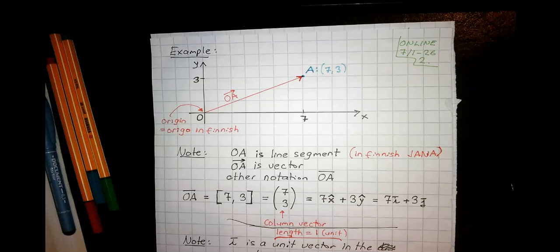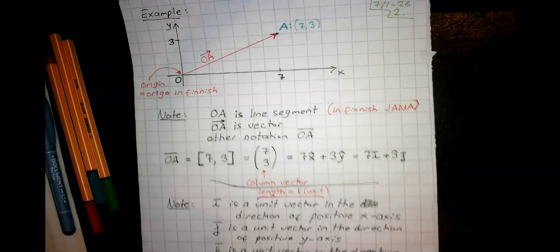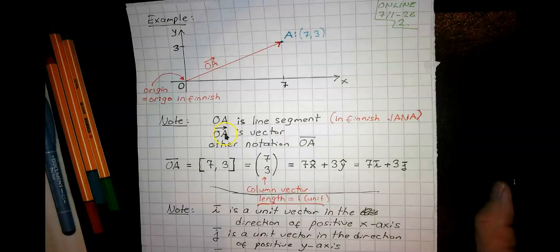Okay, let's continue. There was one thing I forgot to tell about these notations. We may use this arrow notation OA, with this small arrow in the top part of the name of the vector, or this simple single line there.